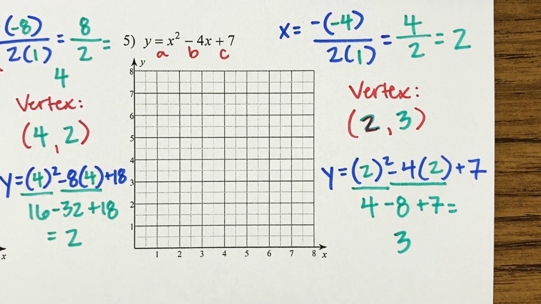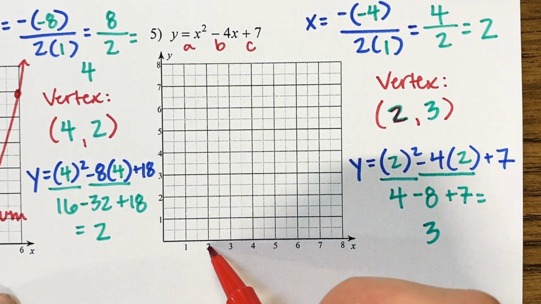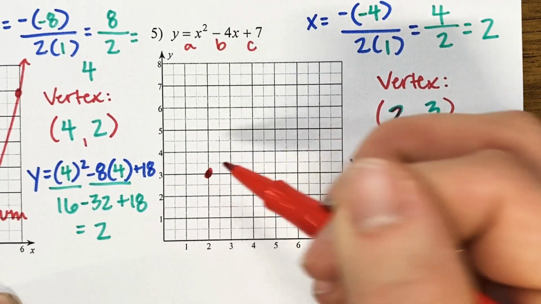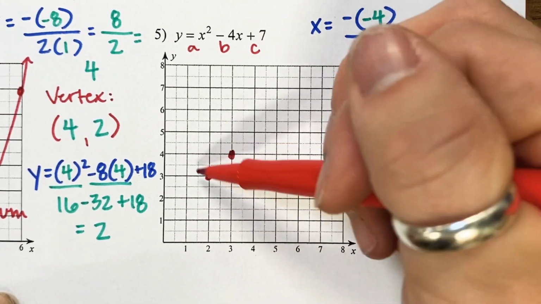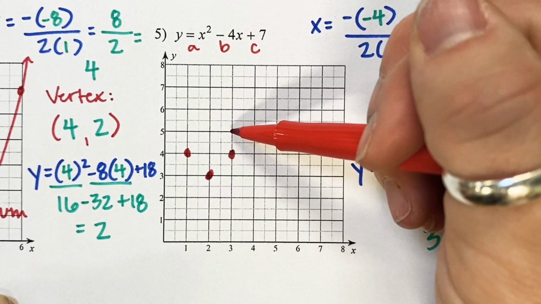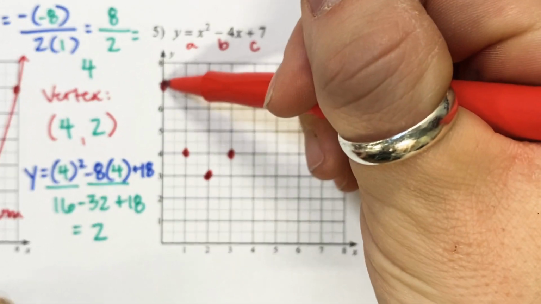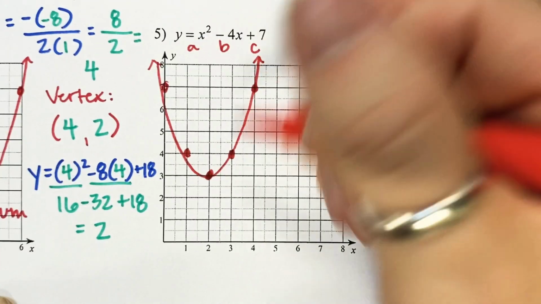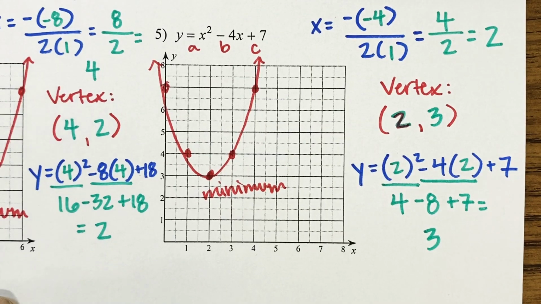Okay, so let's go ahead and put it on our graph. So find 2 on your x-axis first. So it's right down here. And go up to 3. Okay, now we're going to use our trick. Up 1 over 1 on both sides. And up 3 over 1 on both sides. Connect it with your U shape. And we know that since this is at the very bottom, it's a minimum.